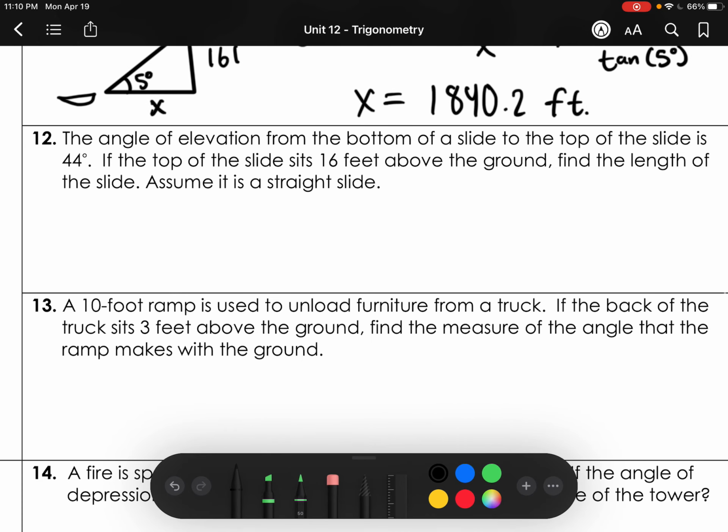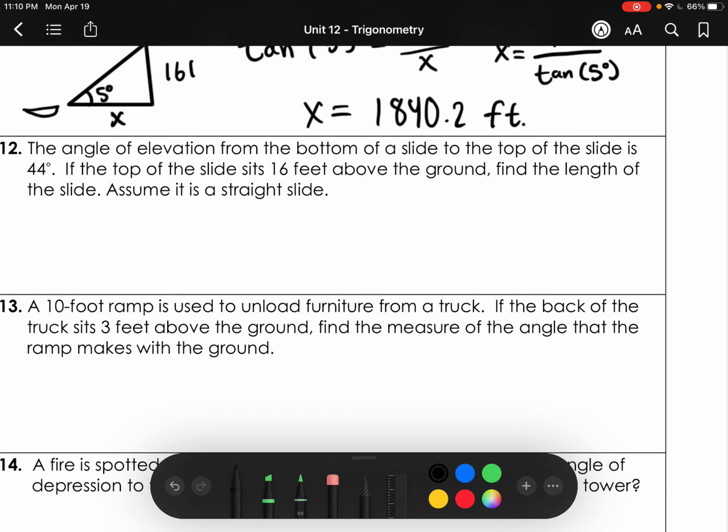All right, next. The angle of elevation from the bottom of a slide to the top of the slide is 44 degrees. If the top of the slide sits 16 feet above the ground, find the length of the slide. Assume it's a straight line.